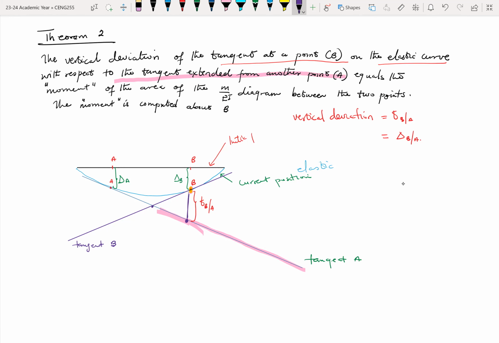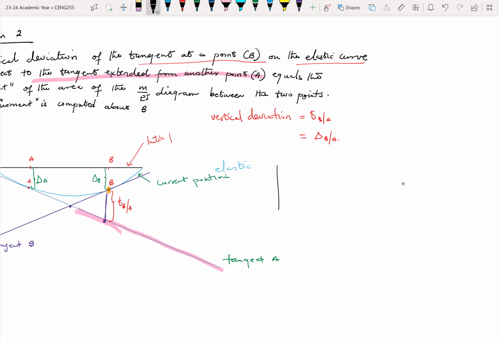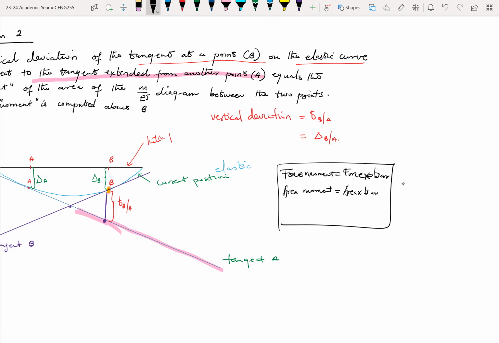We have different kinds of moments based on what the main entity is. Let me put an aside over here. We have the force moment, which we all know to be equal to the force times the perpendicular distance. We can also have area moments, which is basically what this is all about. That is equal to the area times its perpendicular distance.